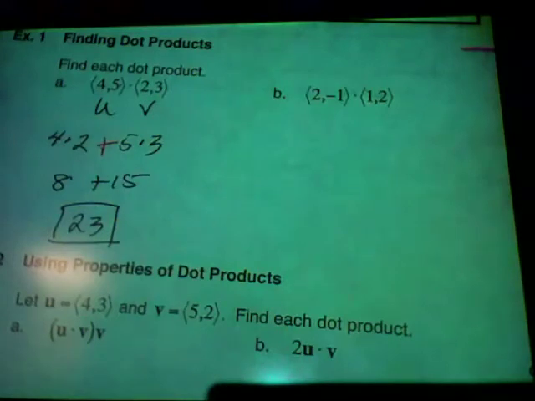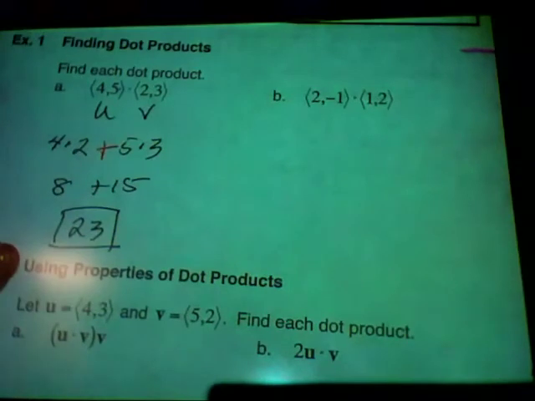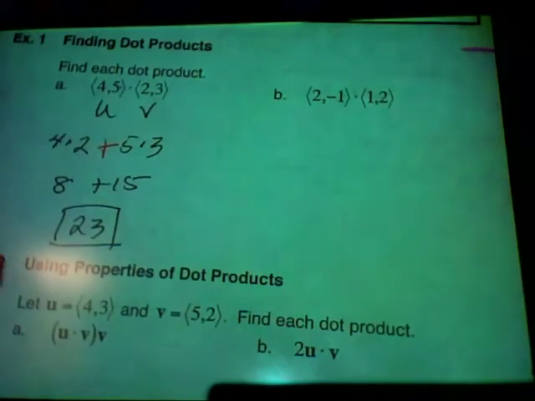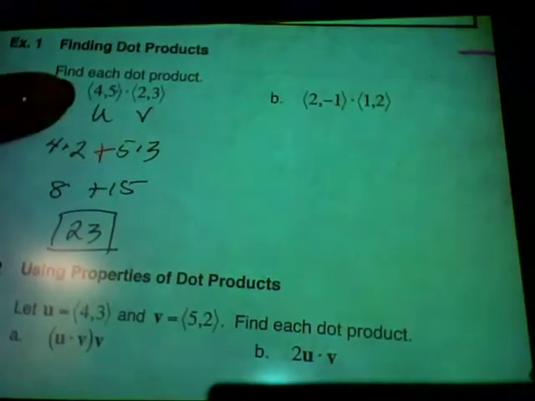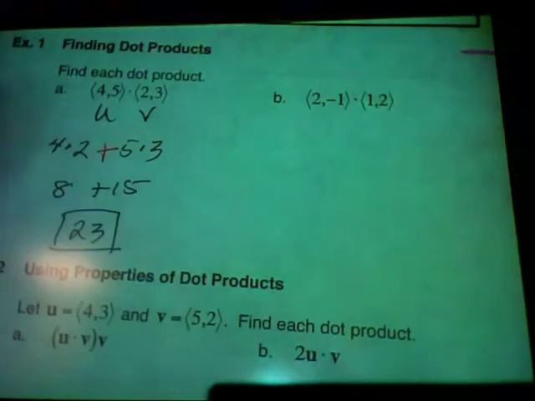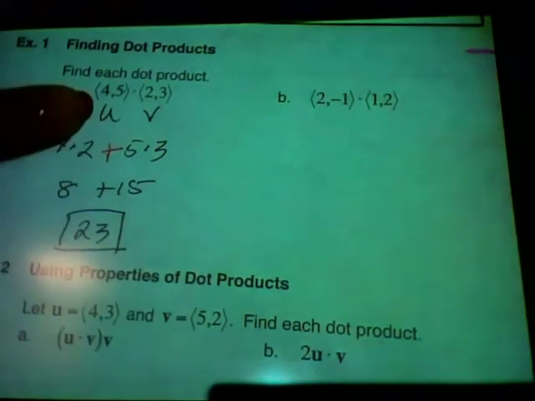So wait, is it called a dot product or a scalar? It's a dot product. The result of my dot product is a scalar. Your scalar, remember, is just a number. It's an integer. Because this is in component form, see how you have the little v parentheses? So I know that this is a vector in component form.